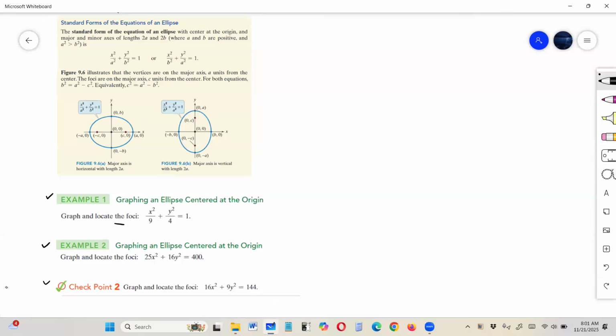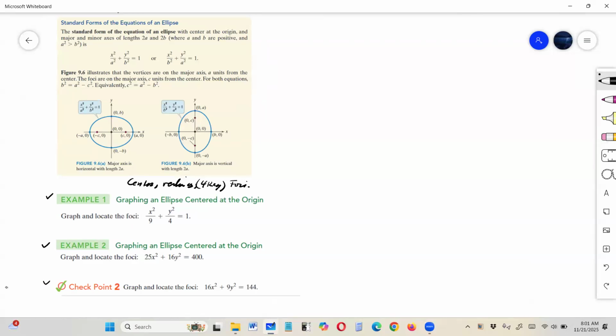All right, so first case. Example 1, graph and locate the foci. Right, so normally a question about the ellipse would be find the center, find the vertices, which means find the 4 key points, and find the foci. Okay, we don't have to graph, but I'm going to graph it because it becomes a little bit more informative that way. Okay, and on the exam, you may be able to do both.